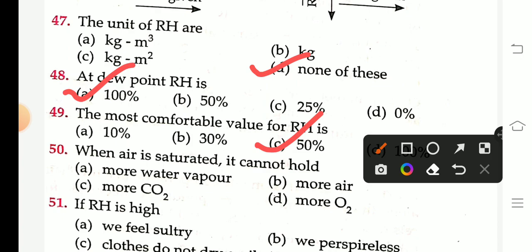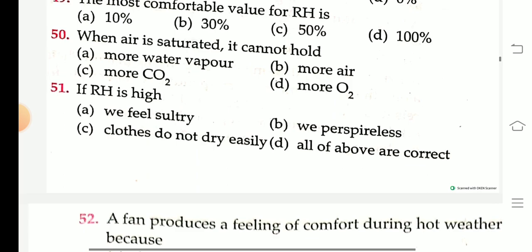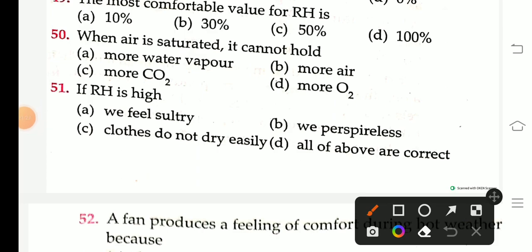When air is saturated, it cannot hold, right answer will be option A, more water vapor. Next, if RH is high, right answer will be option D. All of above are correct.